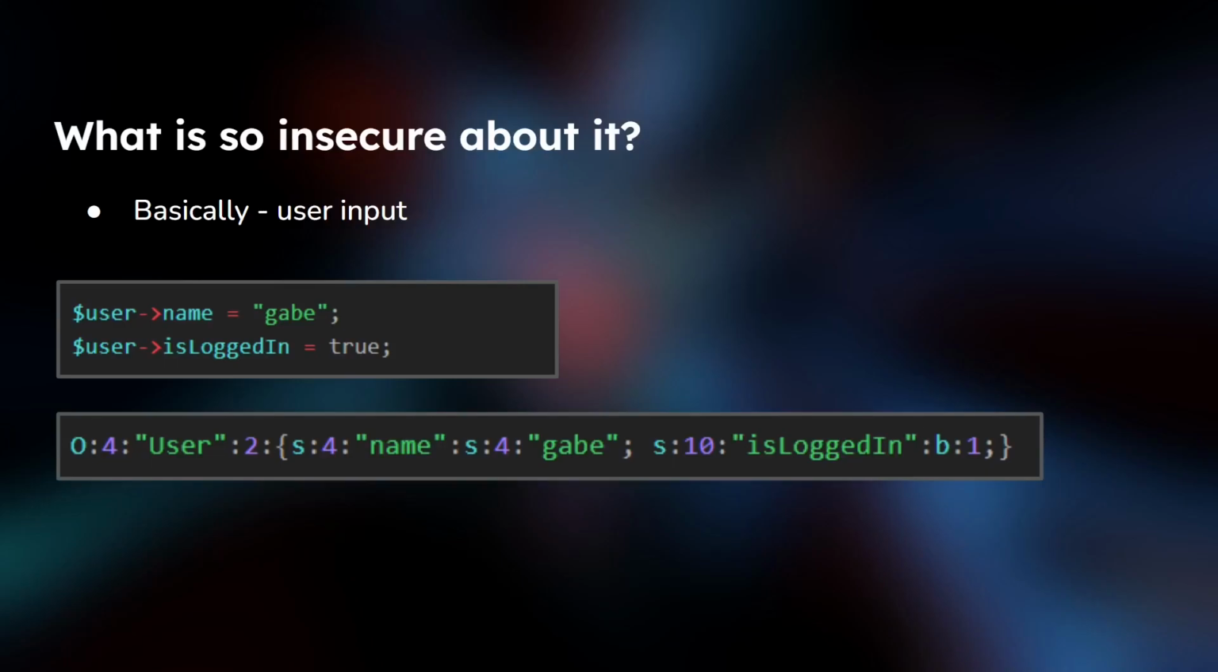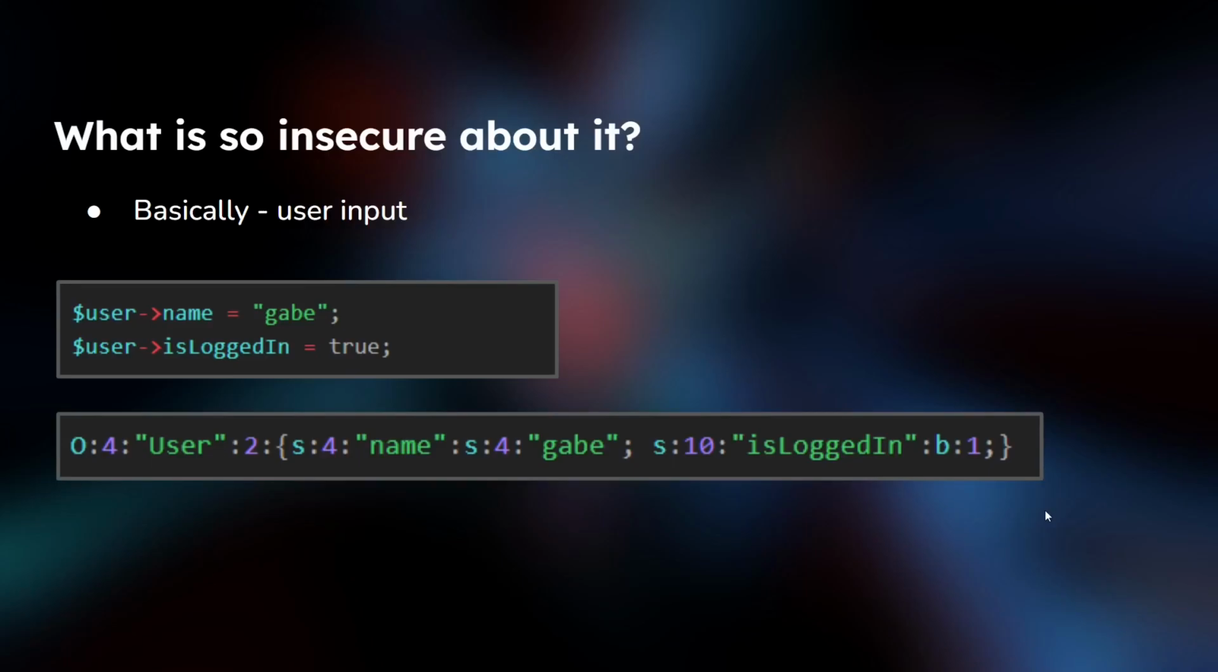So I want to first just go over what an object looks like. So let's say that you've got some serialized data here. So the object is a username and a variable on whether or not we're logged in. It would be, okay, here's the object. It's 4 characters long. It's the user object. It contains 2 attributes, a 4-character string name, which is defined by this 4-character value, Gabe. And the second attribute's title is 10 characters long, is logged in, and it's defined by a Boolean. In this case, it's set to true. So this is like what a typical PHP serialized object might look like.